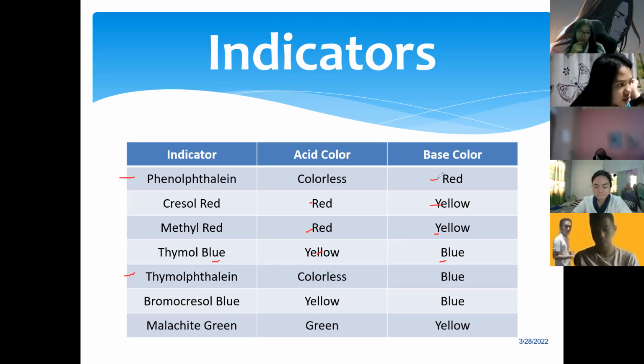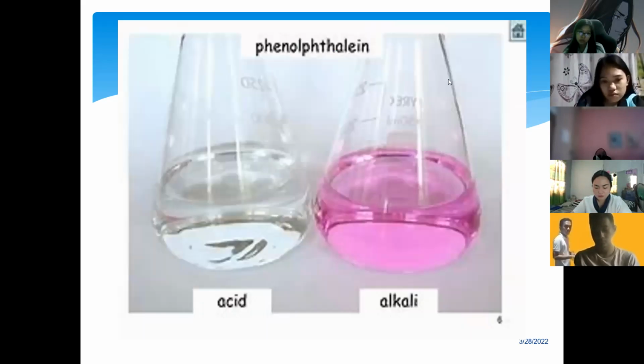So sa phenolphthalein, it's red for the basic one, blue for thymolphthalein, and then ang partner nila sa acidic environment will be colorless. Okay? Pero ang pinaka-ginagamit natin sa laboratory is this one, the phenolphthalein. So ito yung magiging comparison. If phenolphthalein is placed in an acidic medium, you will get a colorless solution.